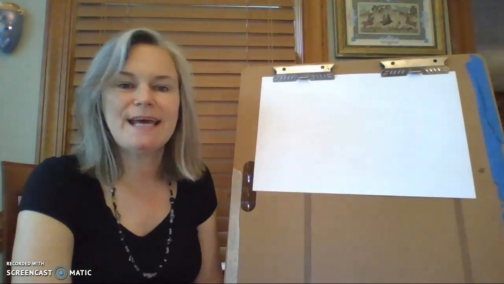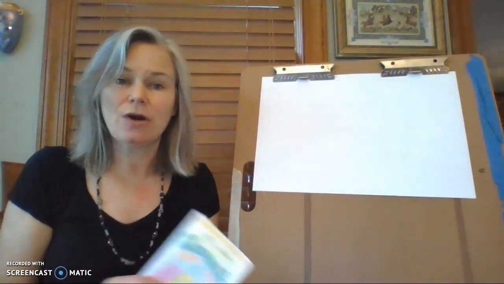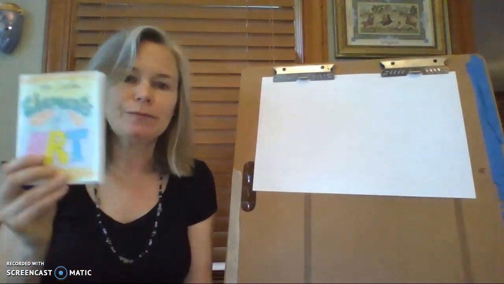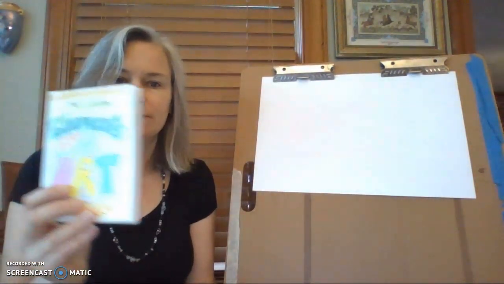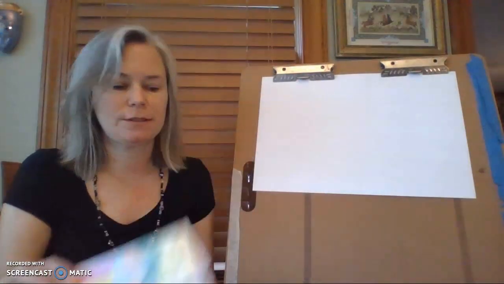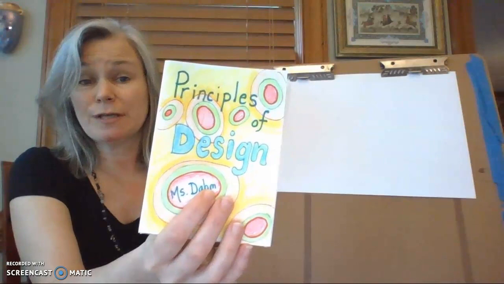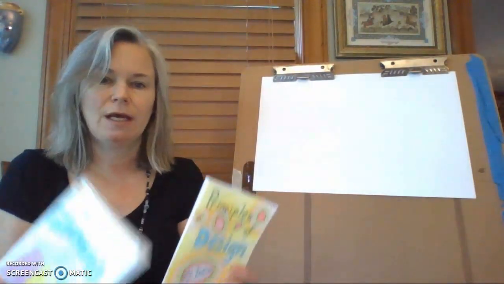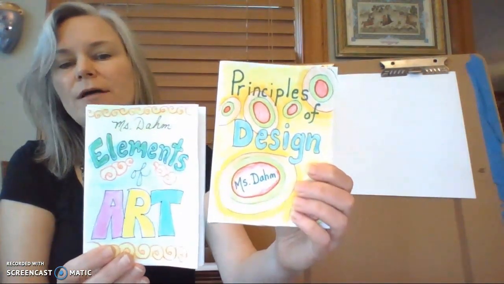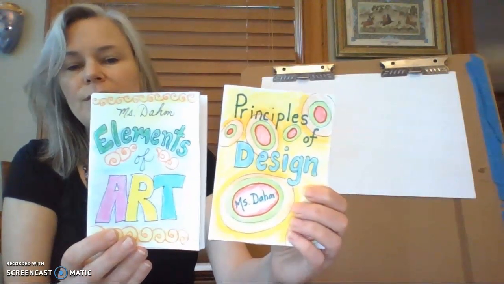Highcroft friends. Today we are going to be starting to make two little books. One is the elements of art. The second is going to be the principles of design. These are the building blocks of creating art.